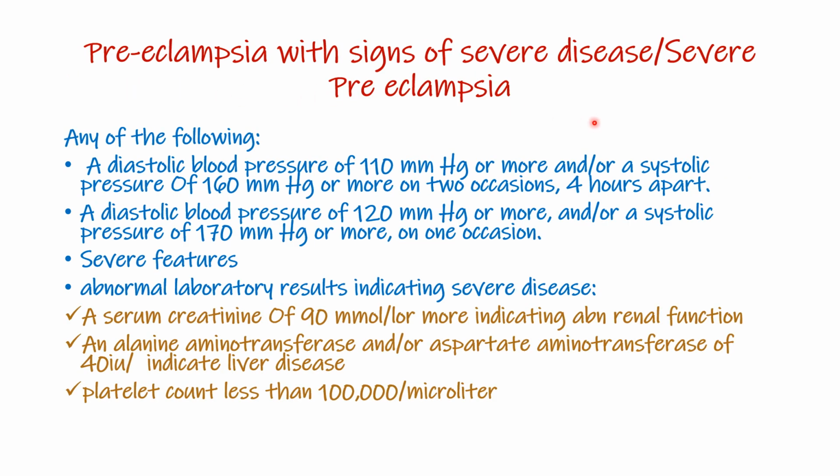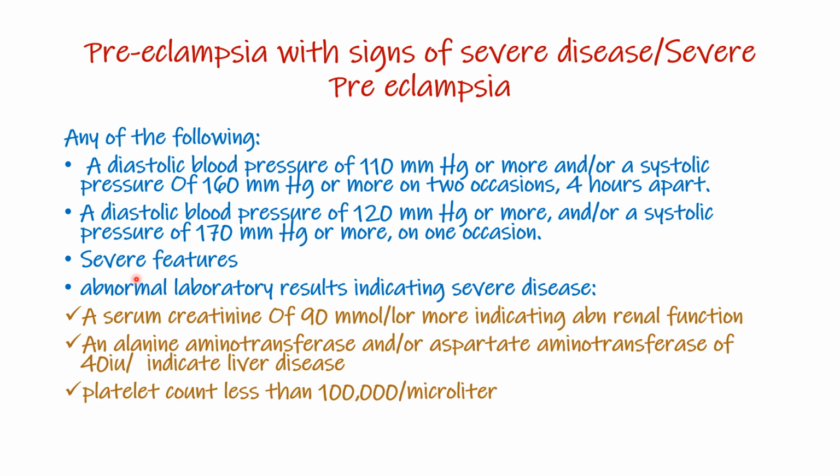So preeclampsia with severe features or severe preeclampsia can be defined by any of the following, where you have a diastolic blood pressure of 110 millimeters of mercury or more, and or a systolic blood pressure of 160 millimeters of mercury or more on two occasions 4 hours apart. Or when you have a diastolic blood pressure of 120 millimeters of mercury or more, and or a systolic blood pressure of 170 millimeters of mercury or more on one occasion. So the difference between these is you have 110, 160, but on two occasions, 4 hours apart. And the second one is when you have 170, 120 on one occasion.